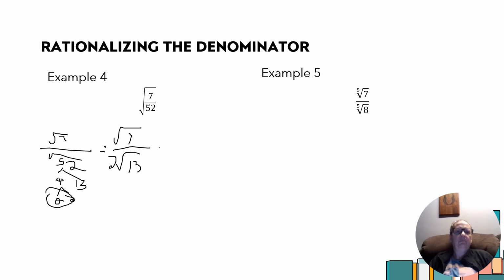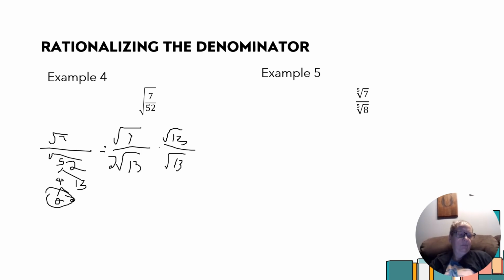So I'm going to multiply both the top and the bottom by what's in the denominator that's in the root. I don't need to get rid of that 2. That would be kind of silly. I just need to get rid of the square root part. So I need to multiply both the top and the bottom by the square root of 13.